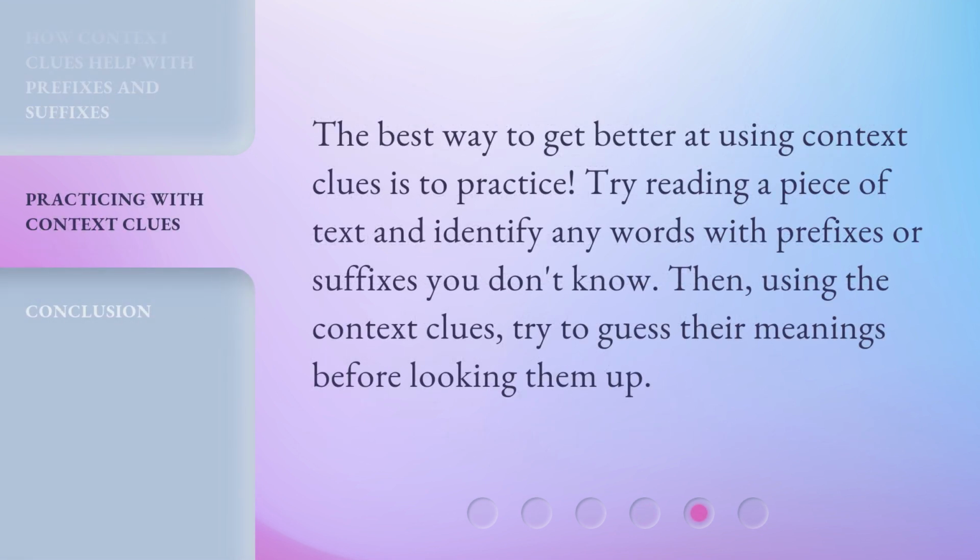The best way to get better at using context clues is to practice. Try reading a piece of text and identify any words with prefixes or suffixes you don't know. Then, using the context clues, try to guess their meanings before looking them up.